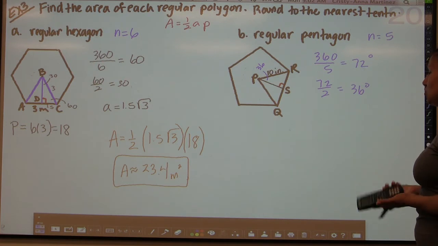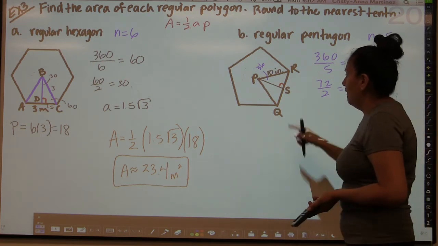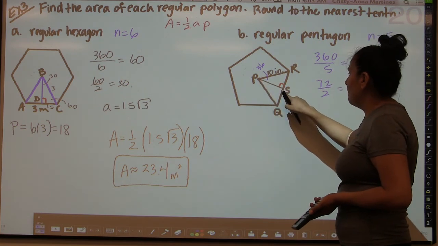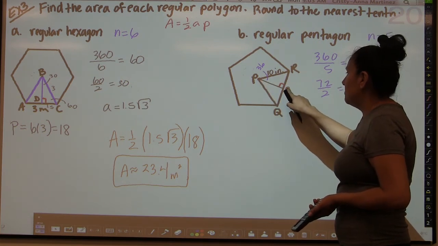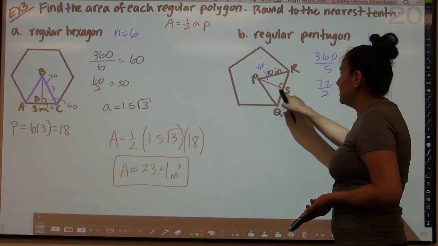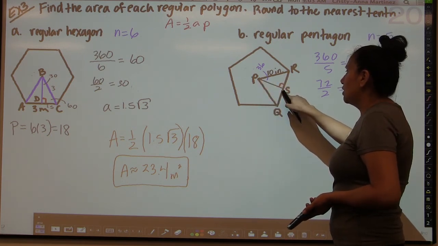Alright, now I can use trigonometry to find the value of the adjacent side and the value of the opposite side because I have the hypotenuse. So to find the value of the adjacent side, I'm going to need cosine.